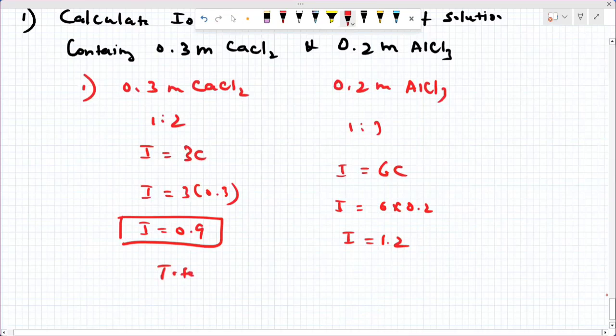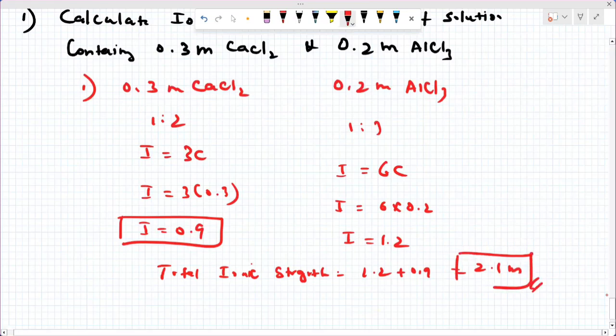For total ionic strength, the value: ionic strength is equal to 1.2 plus 0.9, which is equal to 2.1 molality. Very simple. If the question is 1:1 type, then the molality is C. For 1:2 type it is 3C, which is 3 into the concentration. For 1:3 type it is 6C, 6 into the concentration.